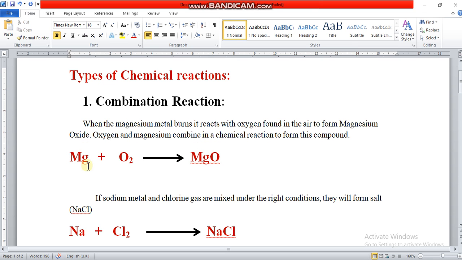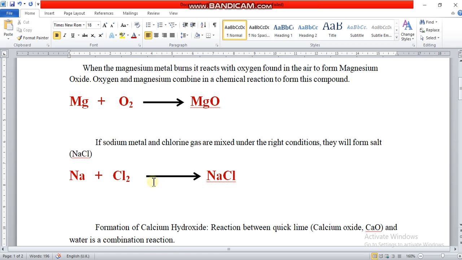A chemical reaction in which two or more substances combine together to form a single substance is known as a combination reaction. Here you see magnesium and oxygen, two substances, combining together to form this single substance, magnesium oxide. So it is an example of a combination reaction.